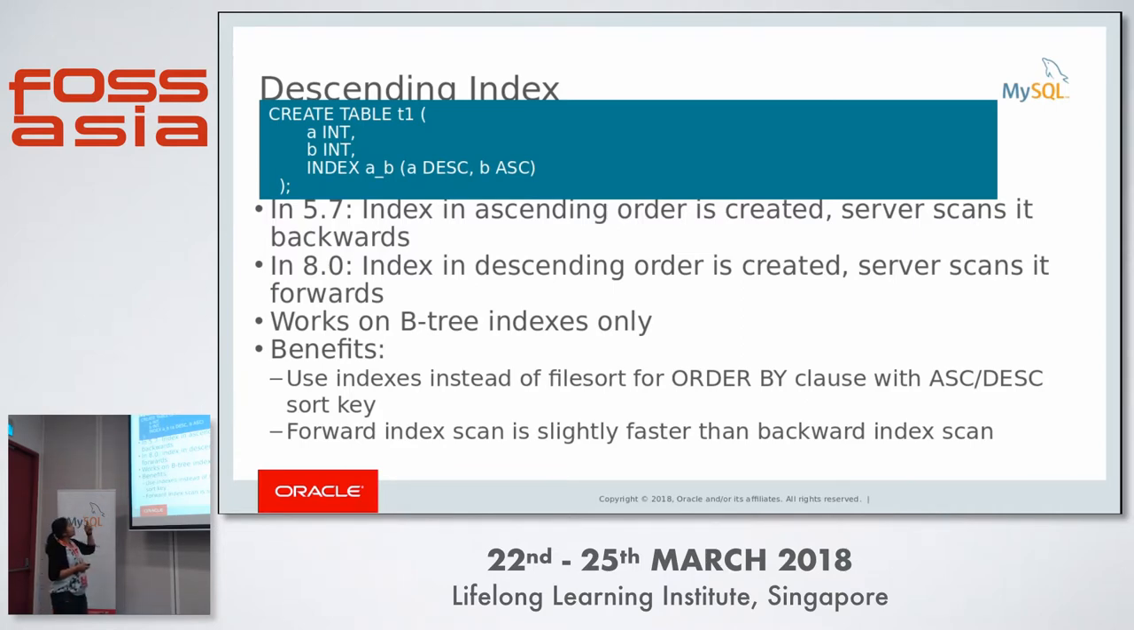So now you can create an index like this, A descending and B ascending, and then if you have an ordering that requires mixed order, you can leverage that. So that is something that is done.